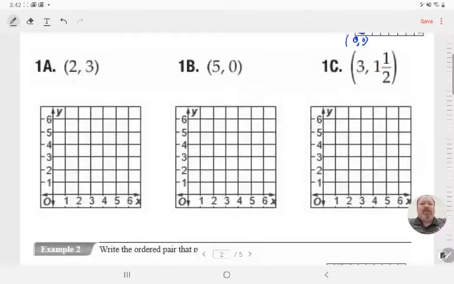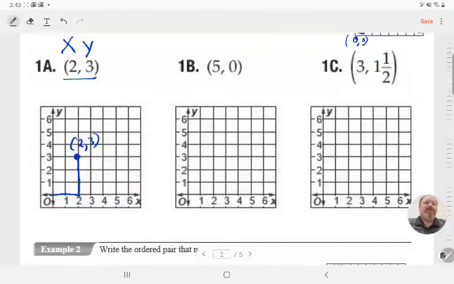So in the first one, we have (2, 3), okay? So this is my x, this is my y. That's a terrible x. Let's go with my x and my y, okay? So x is a positive 2, so I go to the right 2: 1, 2, and then I go up 3: 1, 2, 3, and I put my dot. And since it's not labeled with a letter, I could simply label it (2, 3).